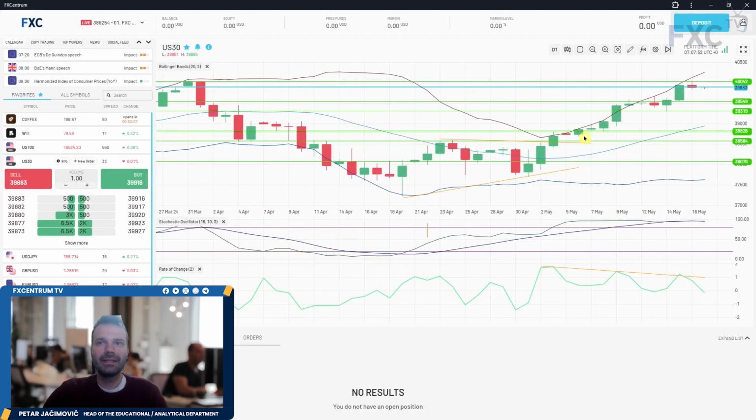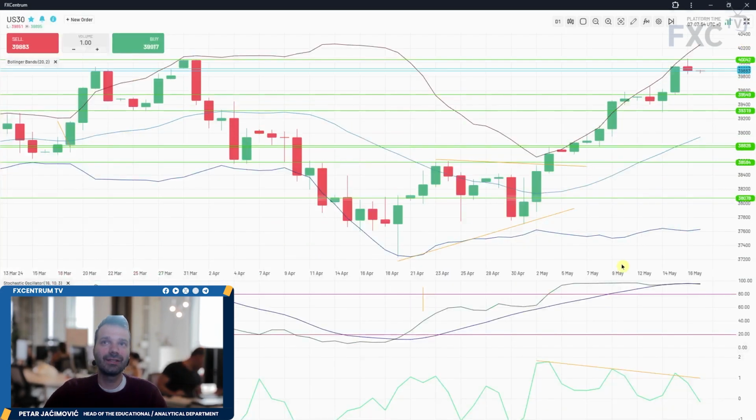US30, pretty similar. We have even the rate of change divergences there. You can see the rate of change here. Market made higher highs and also made lower highs. So this is a classic bear divergence on the rate of change. The fast and slow one is quite equal here, and they're in a very, let's say, overbought environment around the 100 mark.